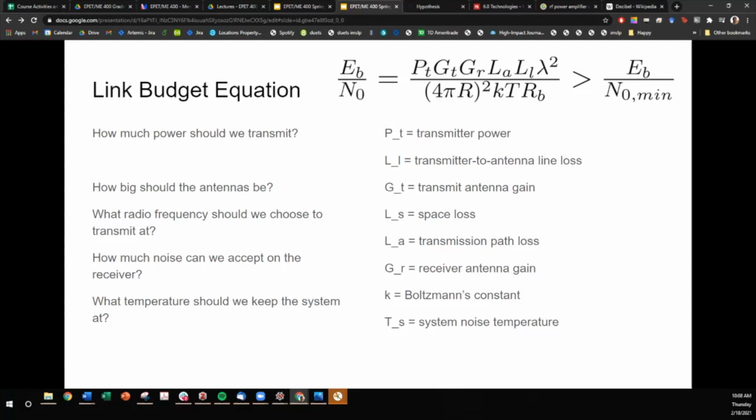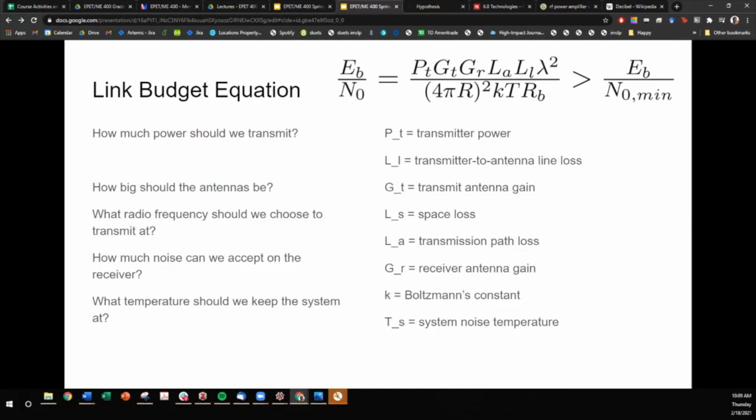Then we've got some transmitter to antenna line losses. That's going to take away from the effectiveness of sending a signal. So this is going to be some large number. This is going to be some smaller number, probably less than 1. How big should the antennas be? That's going to affect your transmit antenna gain. We'll see in the next lecture that different antennas have different gain patterns, different power intensities that the antennas can transmit at. So that's what that means.